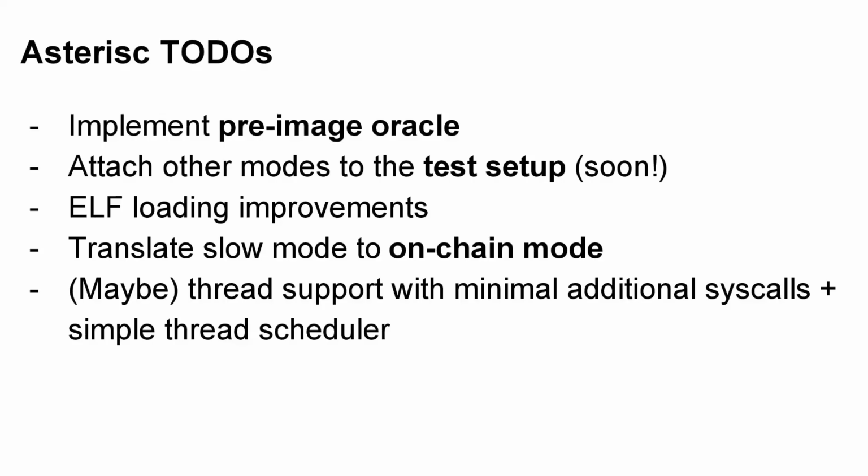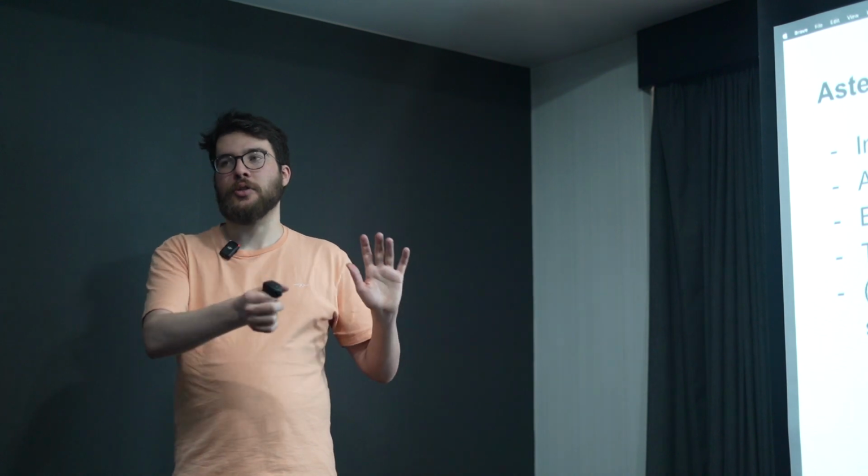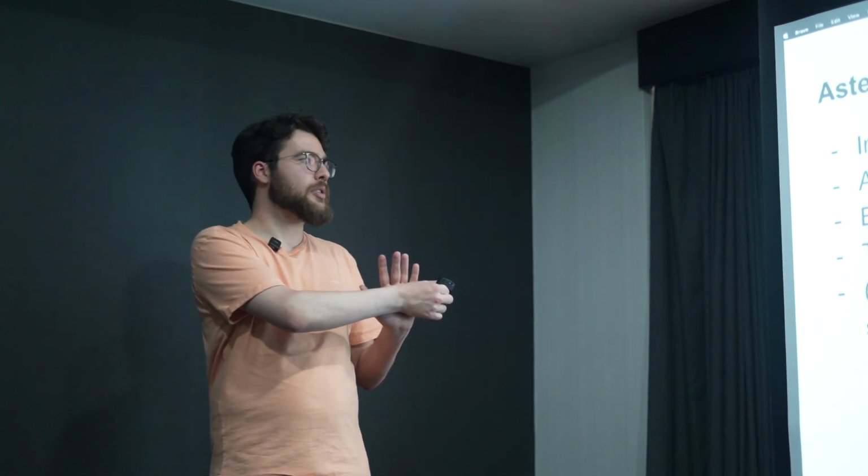So there are some to-dos. I need to implement the pre-image oracle. I'm not shimming the reads just yet. So when there's a load to a certain address, I'm not trying to hook to a pre-image just yet. I want to utilize my testing for all modes, also the on-chain version of Asterisk.